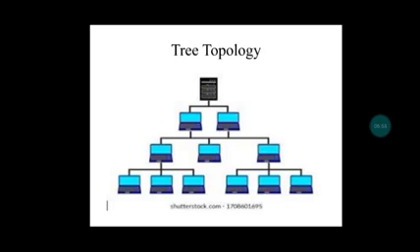Tree topology is in a hierarchical form. The root node is connected to two nodes, and the two nodes are connected to multiple nodes. In case the root node fails, it cannot execute further transactions.